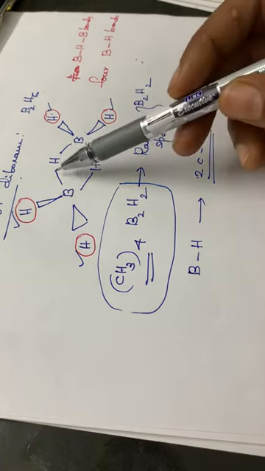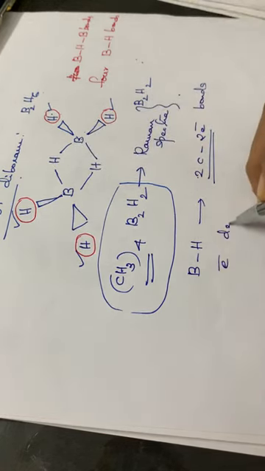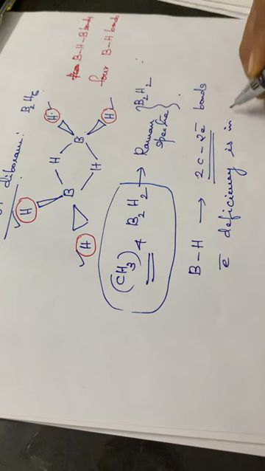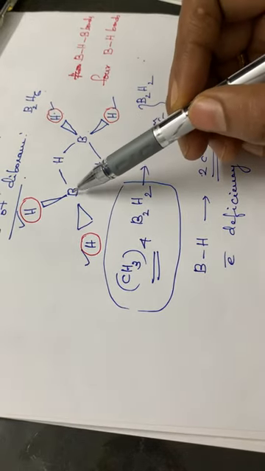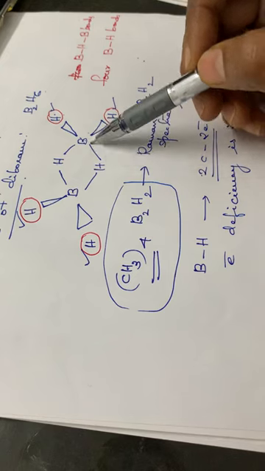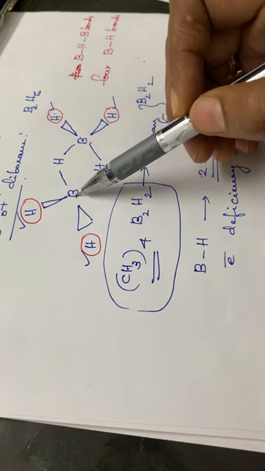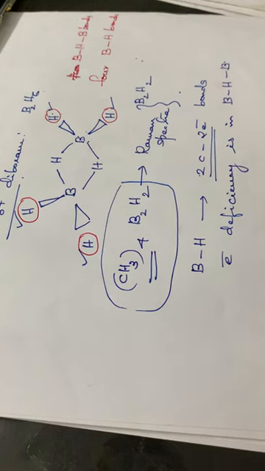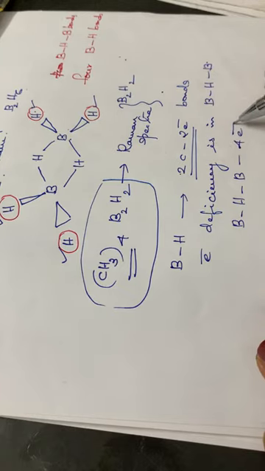Also, the electron deficiency is associated with these bridge bonds. The electron deficiency is in the BHB position, that is, in the bridged positions. There are 2 bridges: this is the first BHB and this is the second BHB. These 2 bridges have only 4 electrons, that is 1 from each boron atom and 1 from each hydrogen atom. So the bridged bonds have only 4 electrons in total in the BHB position.